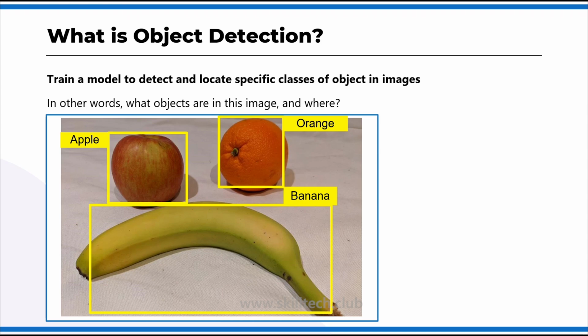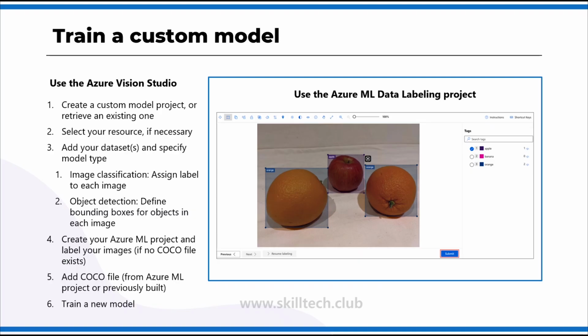On the other hand, image object detection is where you are training a model to detect and locate specific classes of objects in images. In other words, this focuses on what objects are in the image and where exactly they are located. Like right now we can see that this image has 3 fruits, apple, orange and banana. But this can also identify which one is apple, which one is orange and which one is banana. And then it can also draw a rectangle on top of it to highlight that this is banana or this is orange.